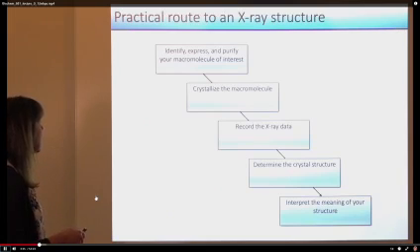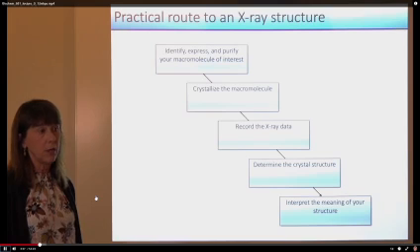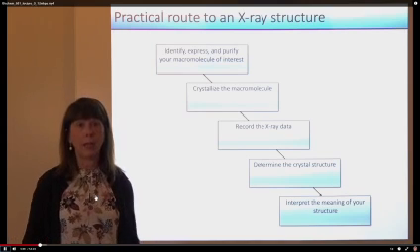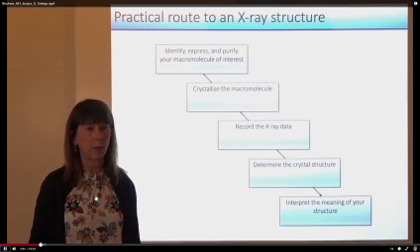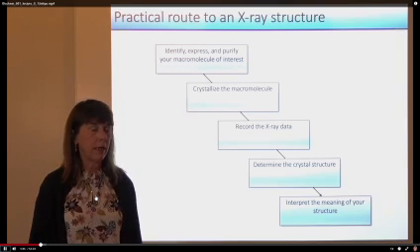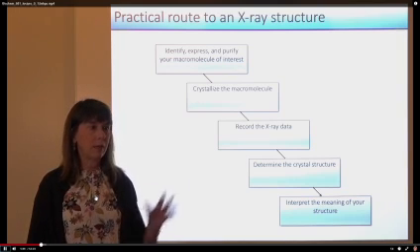So here's the practical route to an X-ray structure. You've got to identify, express, and purify the macromolecule that you're interested in. Now that's a whole lot easier. You just go get a gene and clone it, and if you're lucky, you get the protein overexpressed, you purify it. Back when I started, this didn't happen.